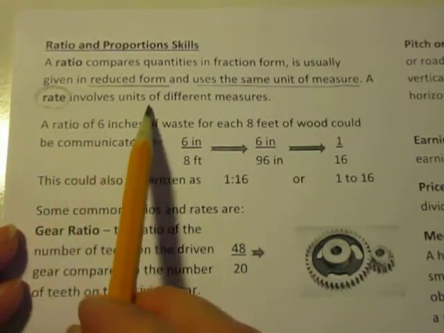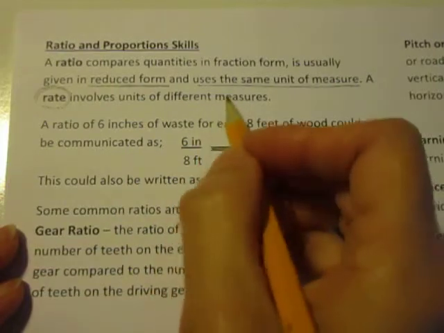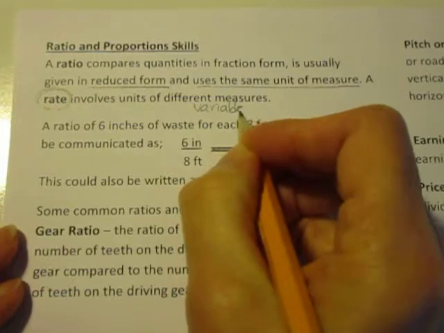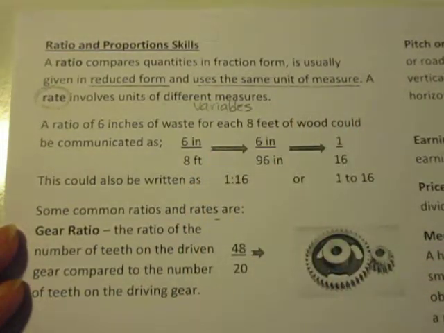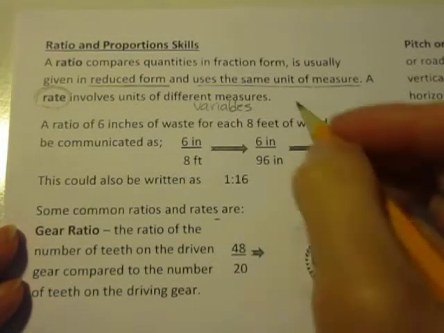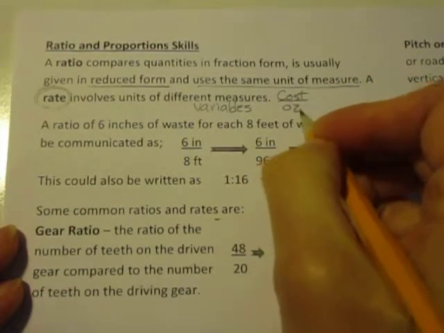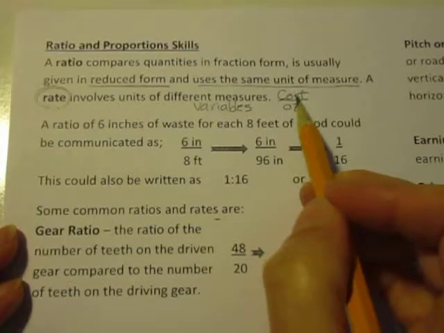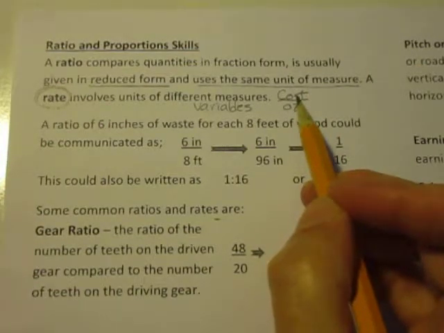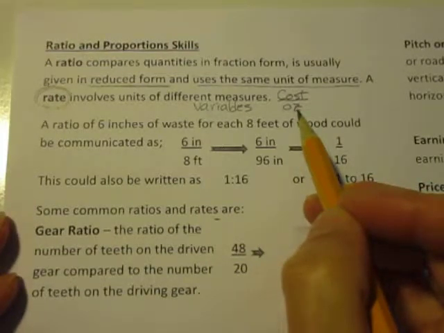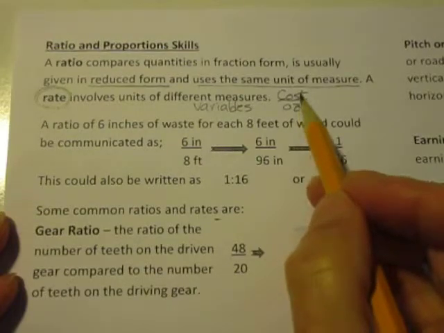A rate involves different units of different measures, basically different variables, if you think about that. A common use of a rate would be cost per ounce or cost per pound. The numerator here is given units of measure as cost, money, dollars, whatever it might be. The denominator is in terms of weight. There's no way that you're going to get that in equal units of measure because they're measuring different variables.